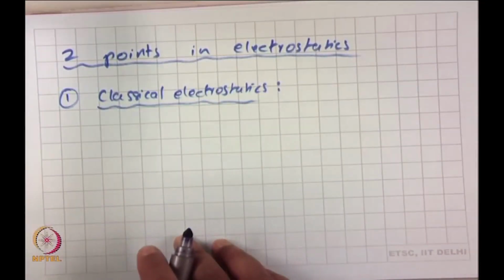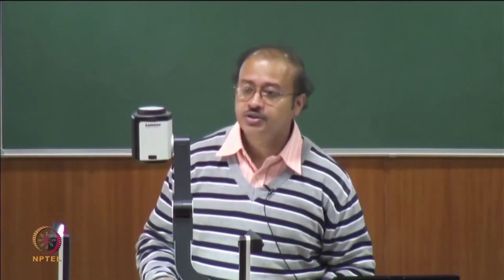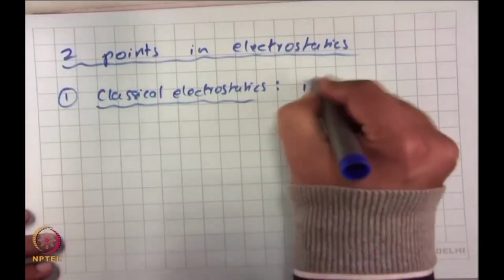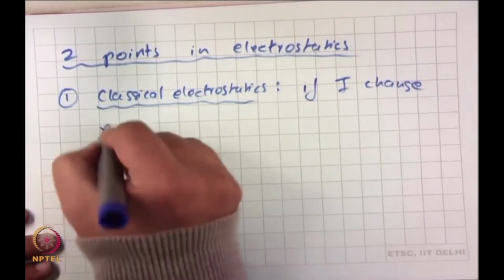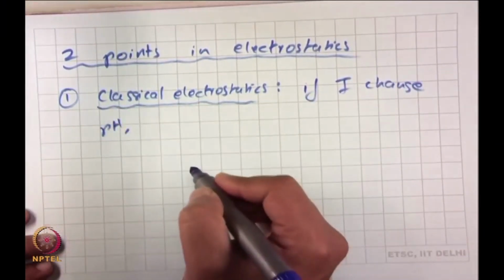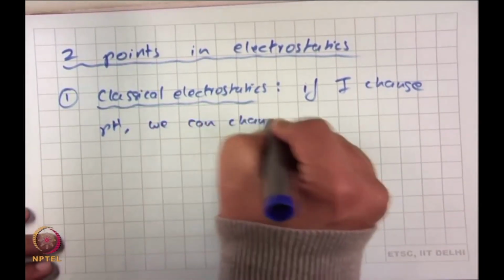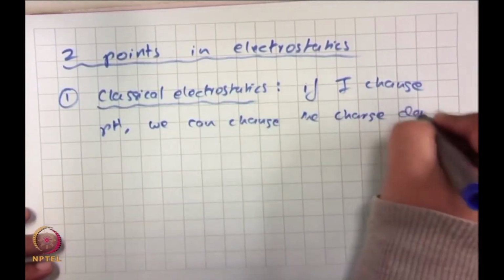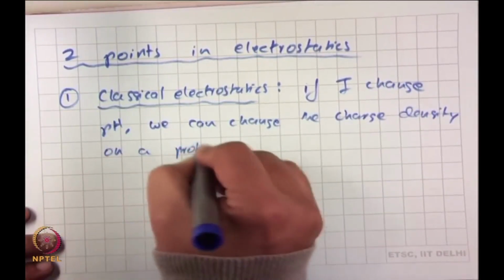Now, what does this have to deal with? In classical electrostatics, remember, classical electrostatics deals with charges, attractions, repulsions and all these things. That is what classical electrostatics is all about. So, you can understand, if we change pH, we can change the charge density on a protein molecule.